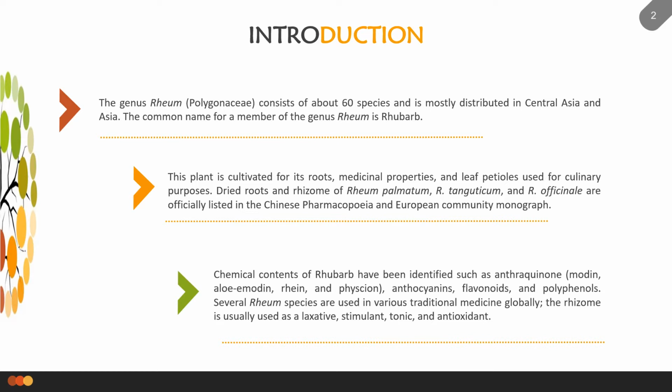Dried roots and rhizome of Rheum palmatum, Rheum tanguticum, and Rheum officinale are officially listed in the Chinese Pharmacopoeia and European Community Monograph. Chemical contents of rhubarb have been identified, such as anthraquinones, emodin, aloe-emodin, rhein, stilbenes, anthocyanins, flavonoids, and polyphenols. Several Rheum species are used in various traditional medicines globally. The rhizome is usually used as a laxative, stimulant, tonic, and antioxidant.